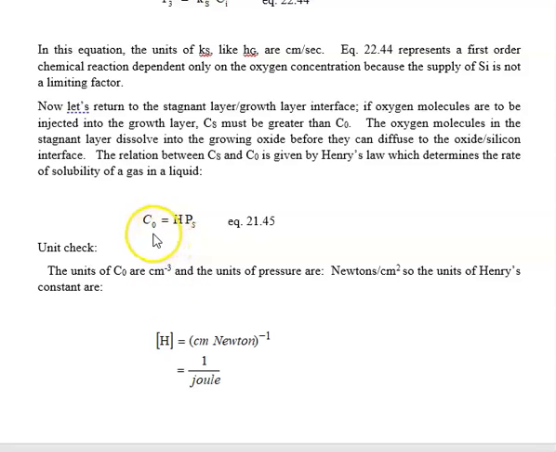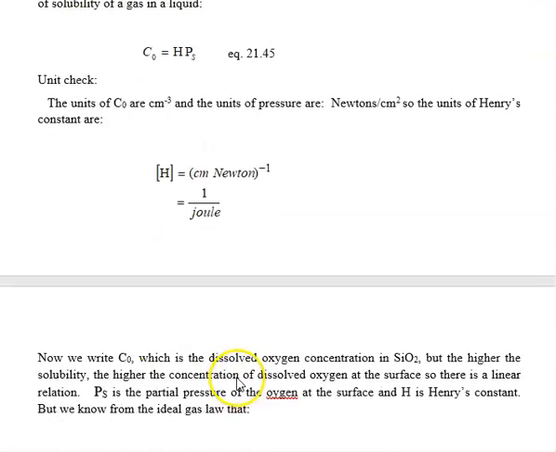That's our concentration numbers per cubic centimeter. The units of pressure, of course, are force per unit area, newtons per square centimeter. So the units of Henry's constant are, putting all this in, centimeters times newtons, which is 1 over joule. So the units of Henry's constant are 1 over energy.